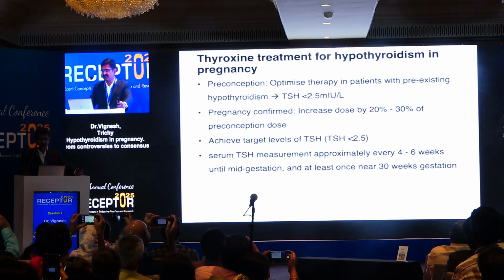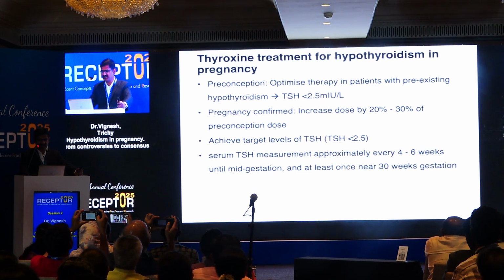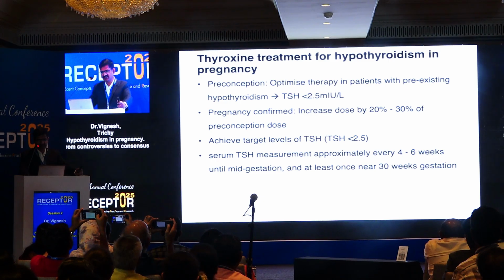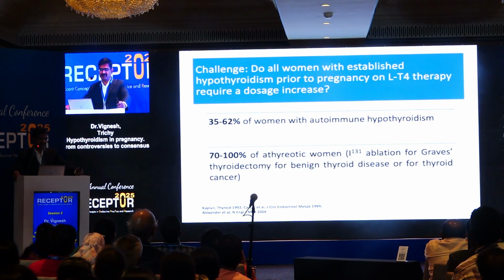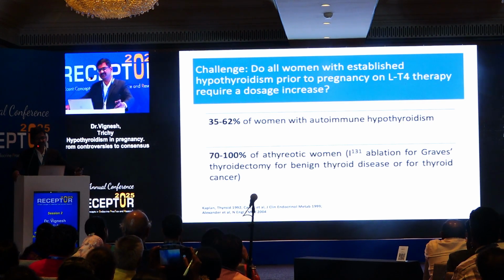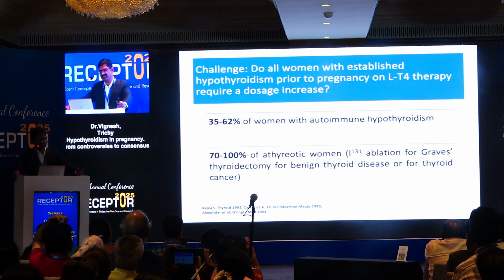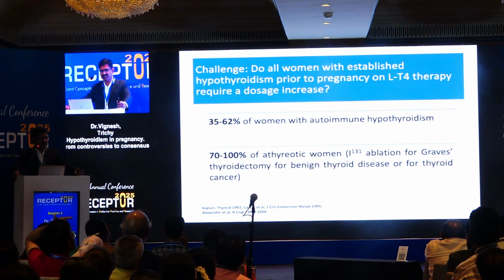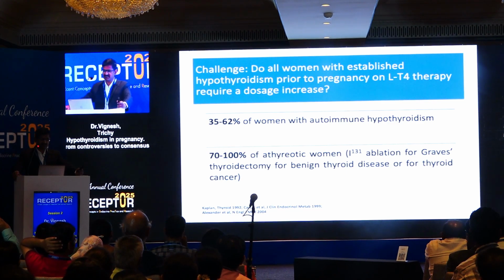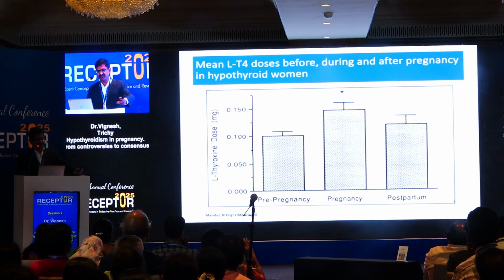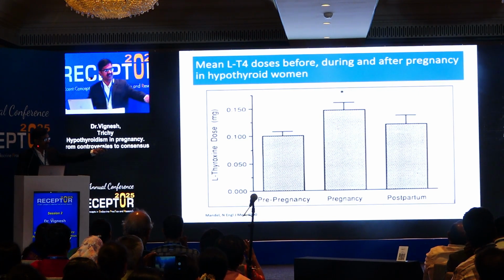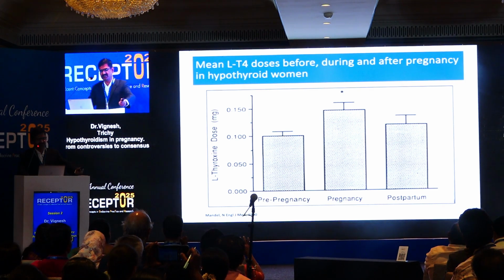And in hypothyroidism, we monitor them every 6 weekly till mid-gestation and at 30 weeks. When we follow them, nearly 60 to 70% of women with hypothyroidism require an increase in dosage. And if they have undergone a surgery or radioablation, nearly 100% will require increased dosage during pregnancy. So this is how the increase in dosage to the extent of 30 to 50% occurs during pregnancy. Immediately in the postpartum, the dosage requirement will come down.